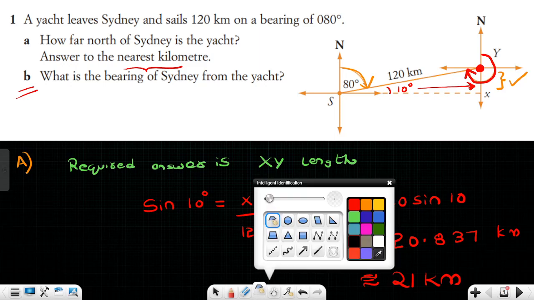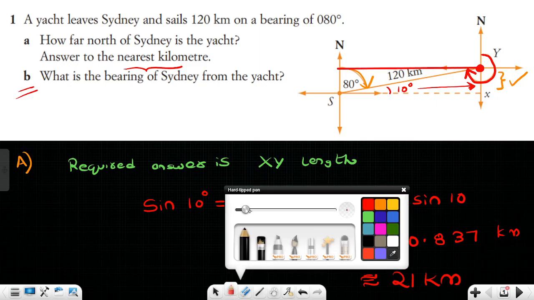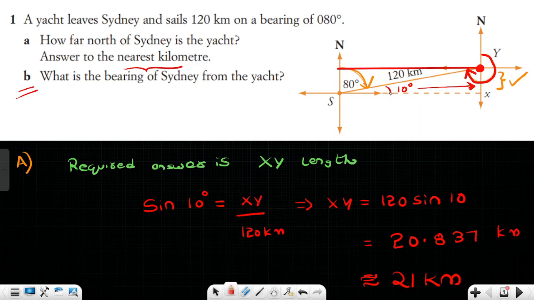So Akshita, if you see this, I'll just make a line here, this continuation. If this angle is 10, Akshita, this is also 10, alternate angles, right? Now we only need the angle till here. This is the angle we want, right? That is nothing but 270 minus 10, 260 degrees. Therefore the bearing of Sydney from the yacht is 260 degrees.